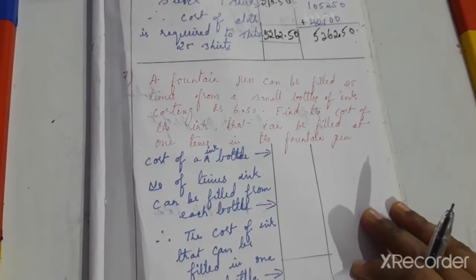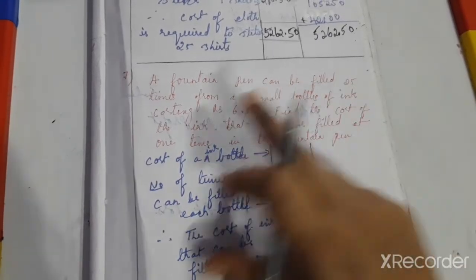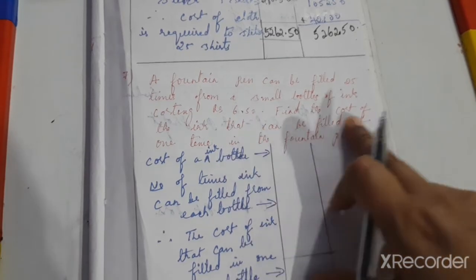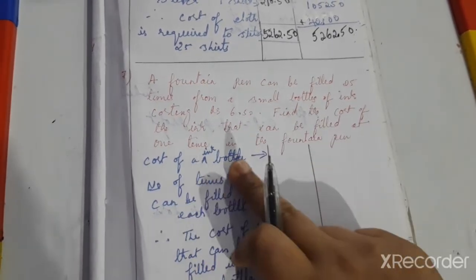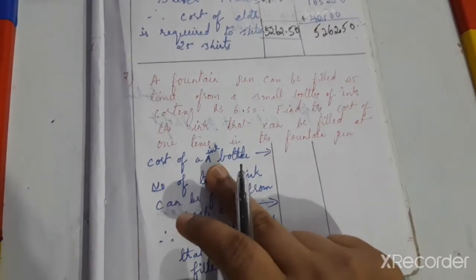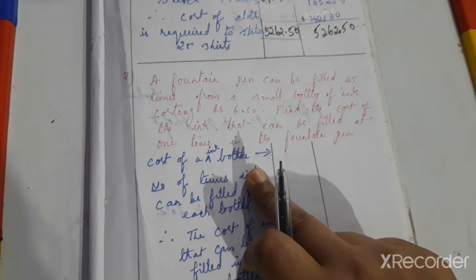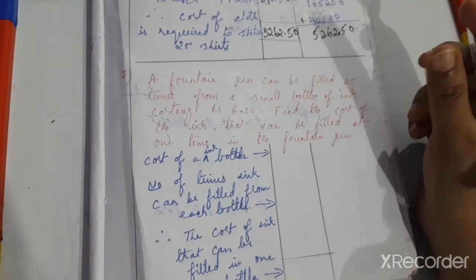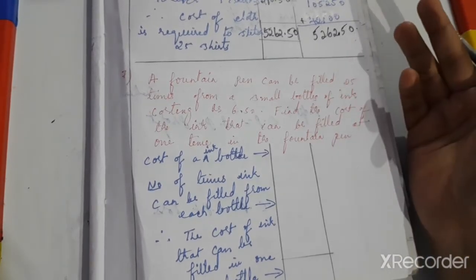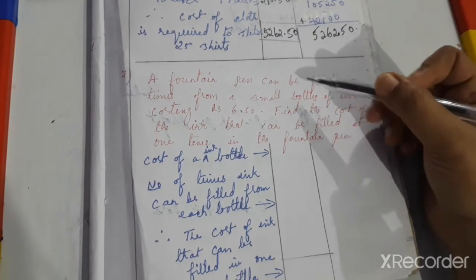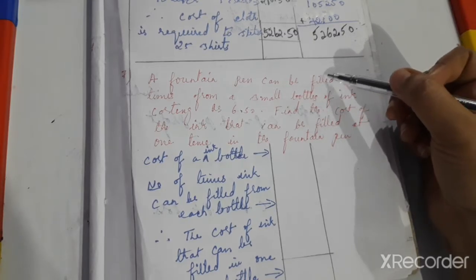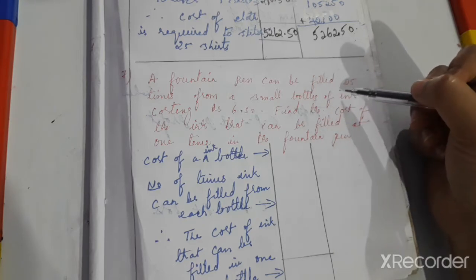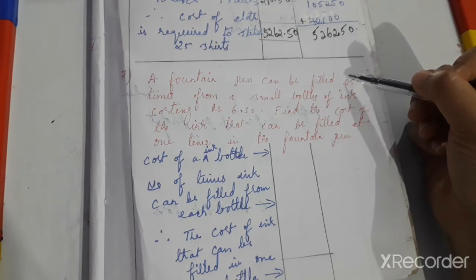Next, the seventh question. A fountain pen can be filled 25 times from a small bottle of ink costing rupees 6 rupees 50 paisa. Find the cost of the ink that can be filled at one time in the fountain pen. So here the cost of one ink bottle is 6.50. With one small ink bottle, 25 times we can fill the ink in a pen.